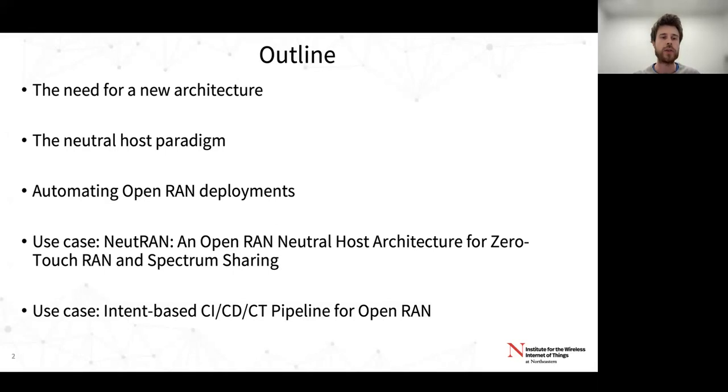And then on how to automate the deployments for the Open RAN, so the radio access network for next generation cellular networks. And then finally, I will talk to you about some use cases that are particularly close to me. One is Neutron, and the other one is an intent-based CI/CD and CT pipeline for the Open RAN. And we will see later on in the next few slides what all of these mean.